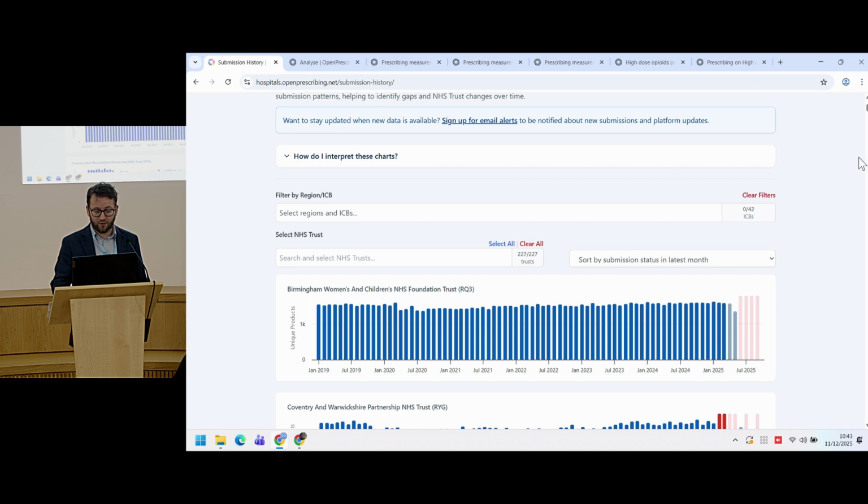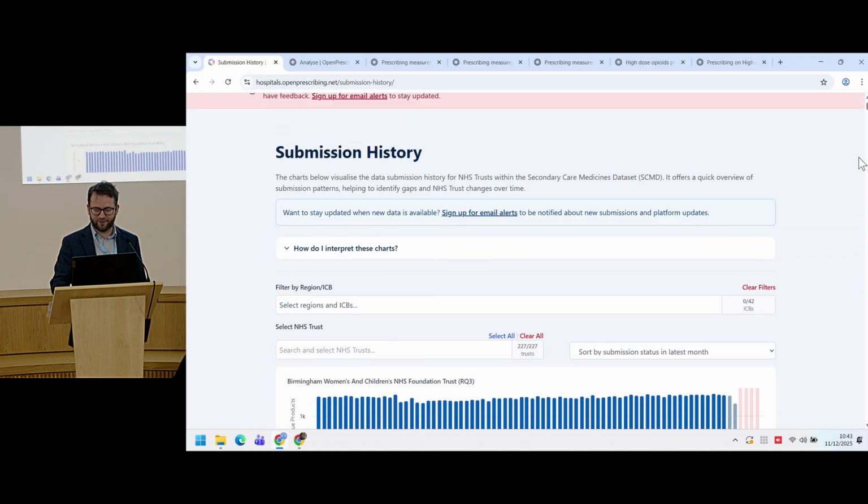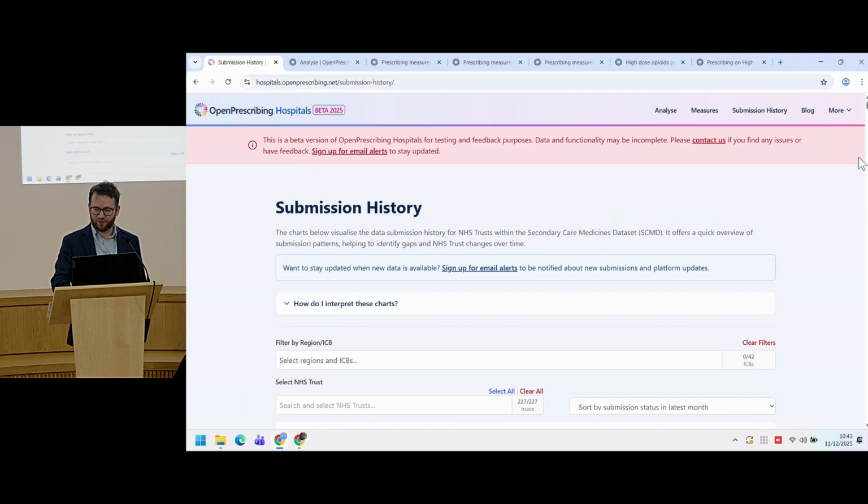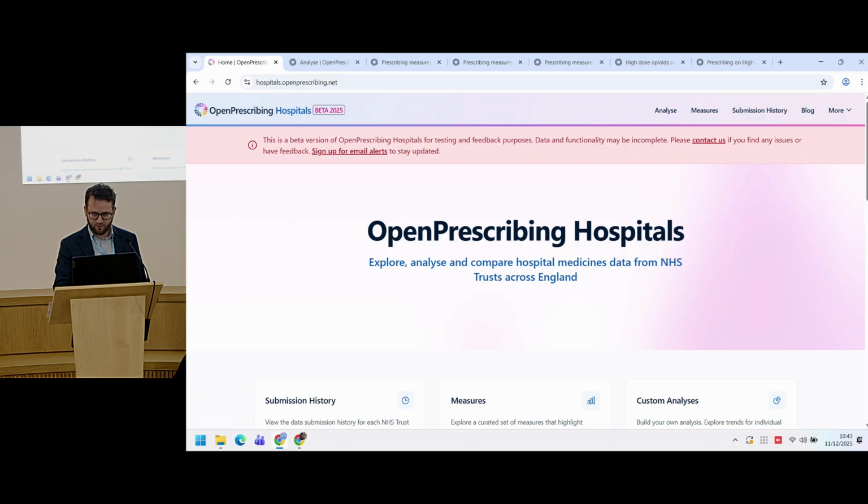So that's what we launched with first, because we thought that's probably the most important thing to be aware of before you start getting too deep into drawing conclusions and looking too deep at the data. And then we'll go from the home page and move on to measures.